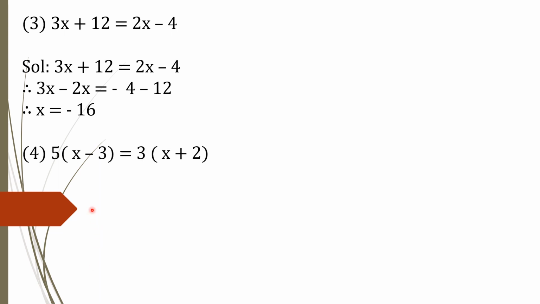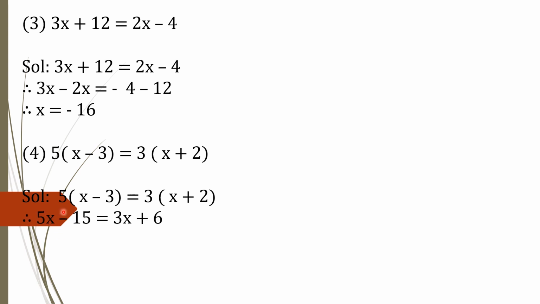5 into x minus 3 equal to 3 into x plus 2. So let's solve. I've written the given, that is 5 into x minus 3 equal to 3 into x plus 2. Now, first step, students, what will we do? Remove the bracket. We'll remove this bracket, so we'll multiply this 5 to both the terms inside the bracket.